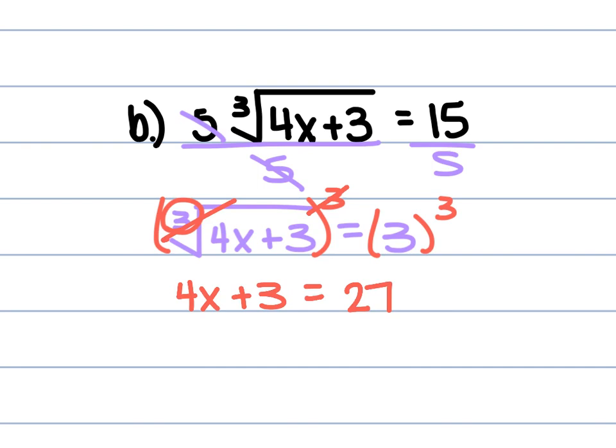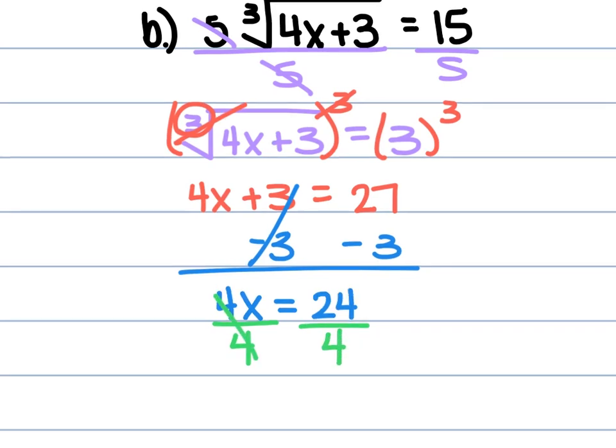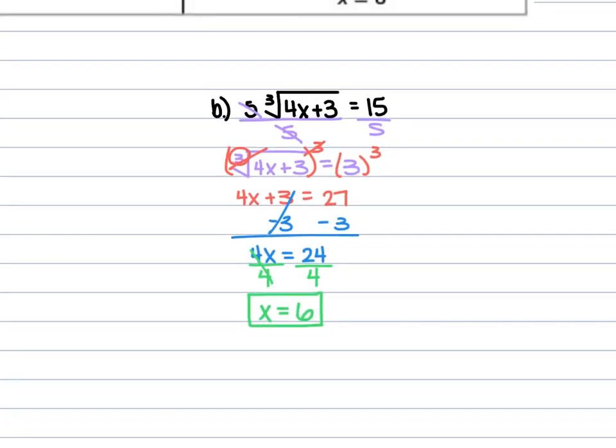From here, solve. Subtract the 3 from each side. We have 4x is equal to 24. Then divide each side by 4. We get that x is 6. If we plugged that in and checked, 4 times 6 is 24. 24 plus 3 is 27. The cube root of 27 is 3. 3 times 5 is 15. So we're good.